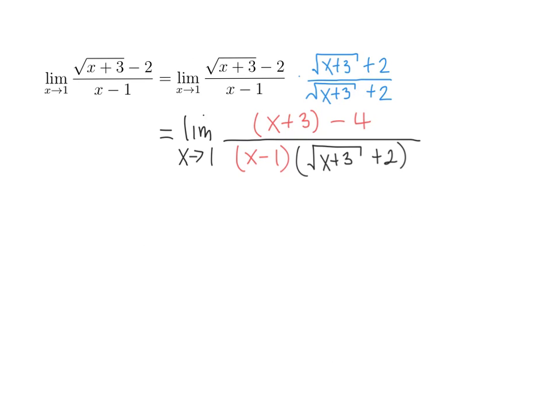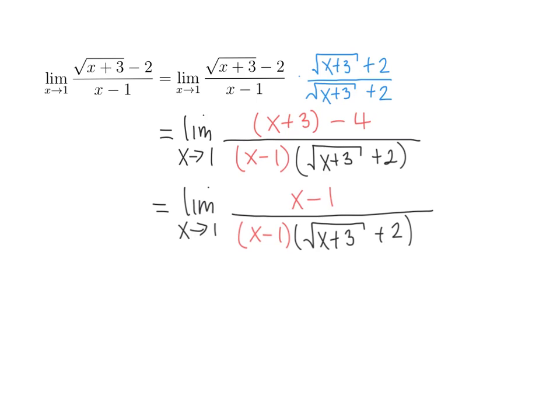So now we can return to the expression we had before. The numerator simplifies to x minus 1, and we see that we now have a common factor of x minus 1 in the numerator and the denominator. Cancelling this common factor leaves us with 1 over the square root of x plus 3 plus 2, which is now defined at 1.